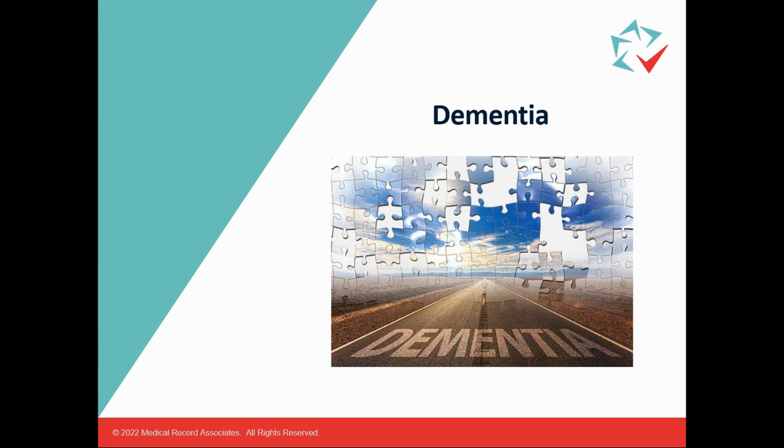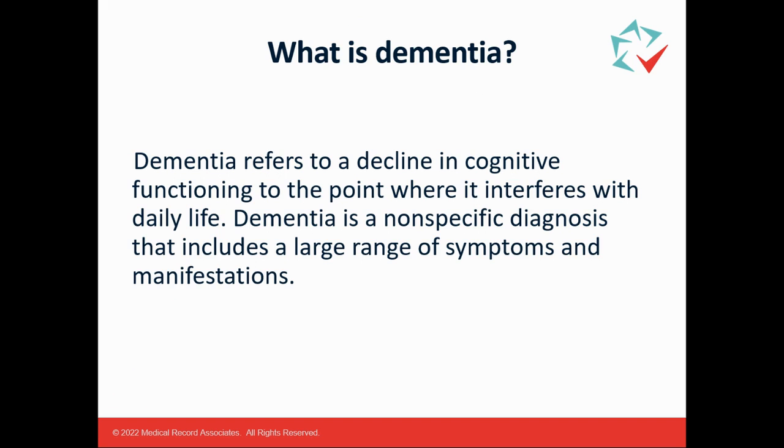So on our first topic, we will be talking about dementia. And there are many types of dementia, and we will be discussing the most common types. There are more types than what we will discuss here today, and you can see the other types in your ICD-10-CM index and tabular. So what is dementia? Dementia refers to a decline in cognitive functioning to the point where it interferes with daily life. Dementia is a nonspecific diagnosis that includes a large range of symptoms and manifestations.